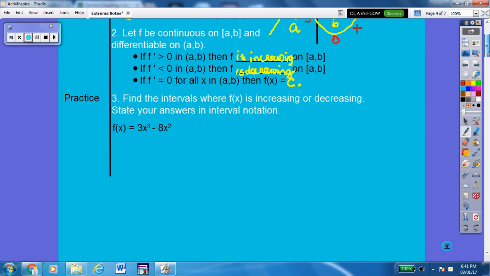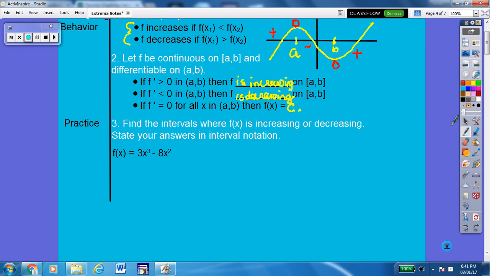So what we're going to do is that we're going to need to find the critical points first. So we're going to take the derivative. This is a pretty easy function to work with. 9x squared minus 16x. And we're going to go ahead and set that equal to 0 to find the critical points. And I'm going to just have you go ahead and work that out. I'm going to press pause and come back in a moment.